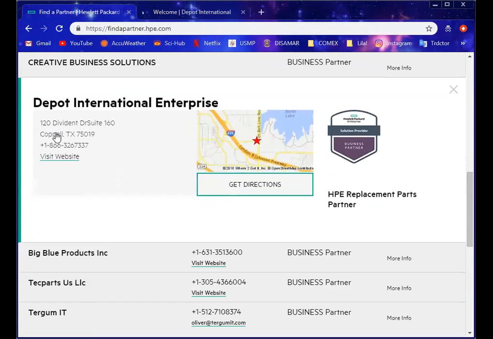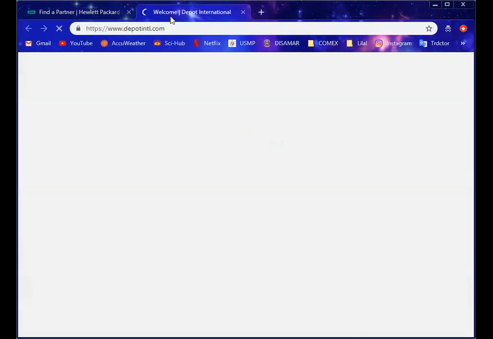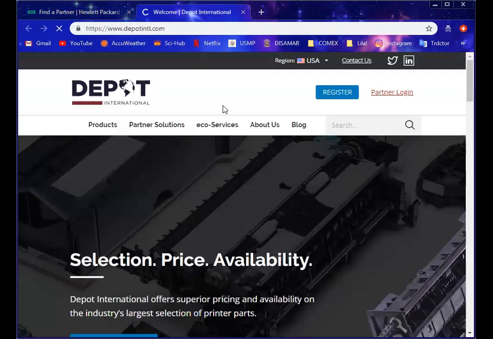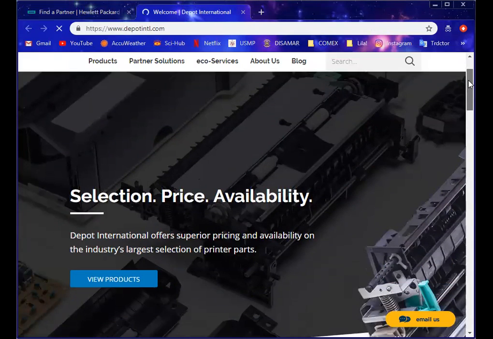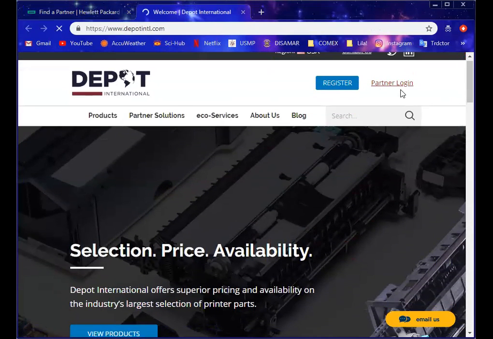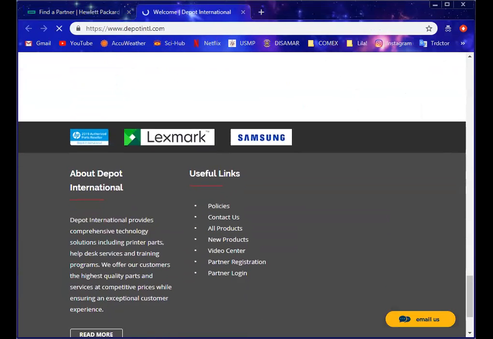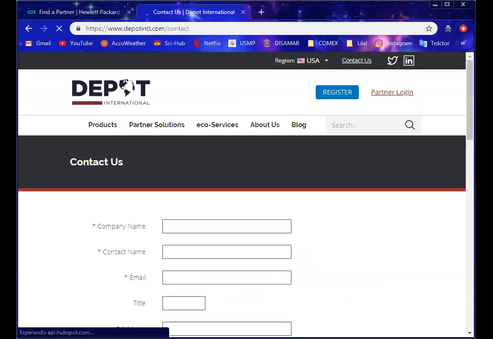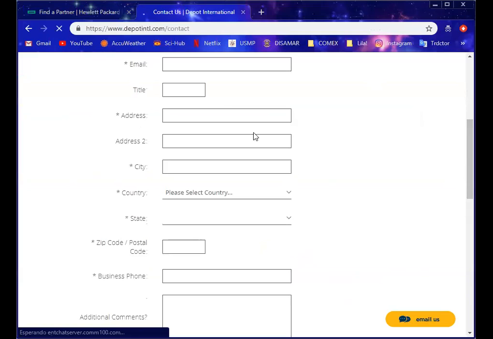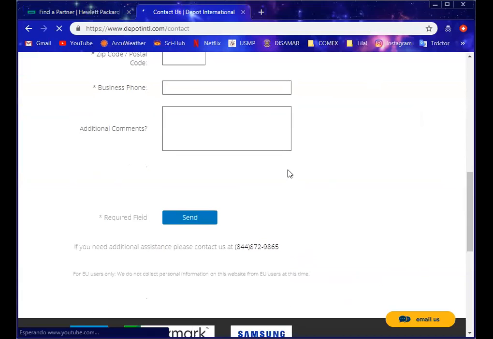We have the address that is in Texas. He sells replacement parts, and we can just go to the main web page and contact them. So we can just go to the bottom and click on contact. After we do this, we can put all the information on the contact form and ask them for information on the product that we want.